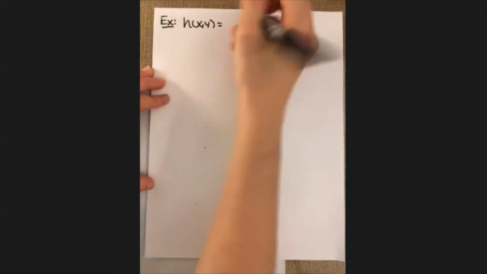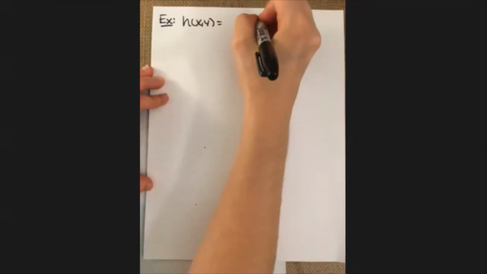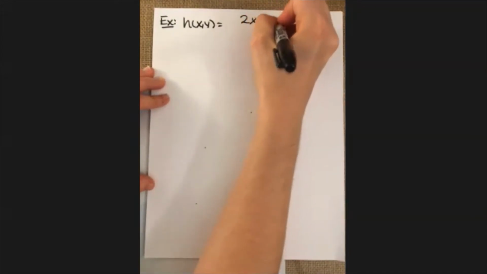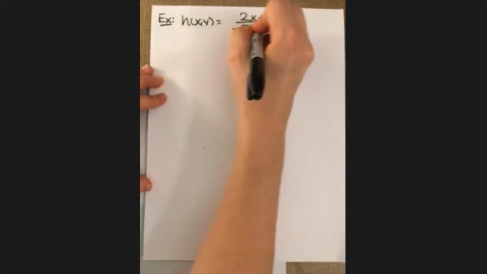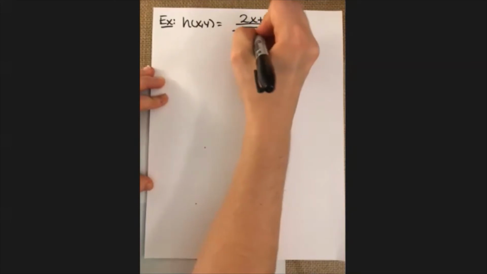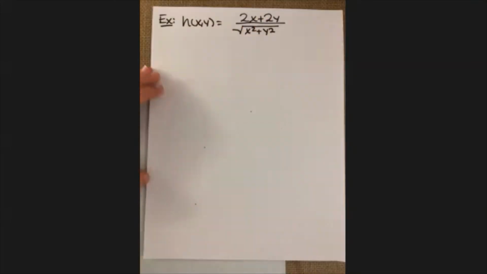For my next example, I wanted to take a little bit more complicated partial derivative. So we're going to look at the function h of xy equal to 2x plus 2y divided by the square root of x squared plus y squared.